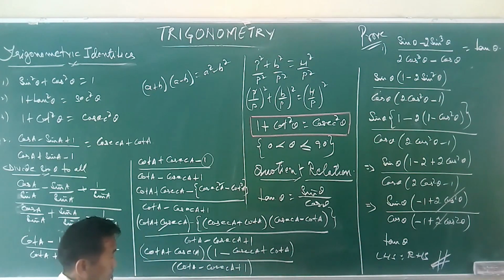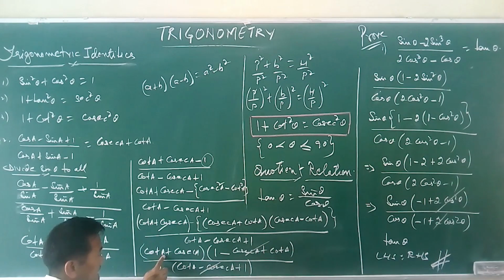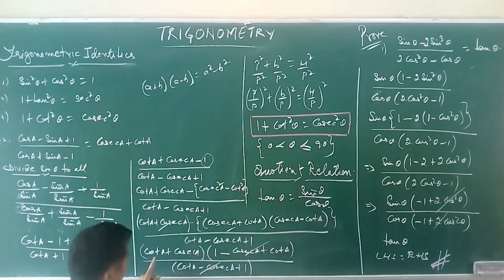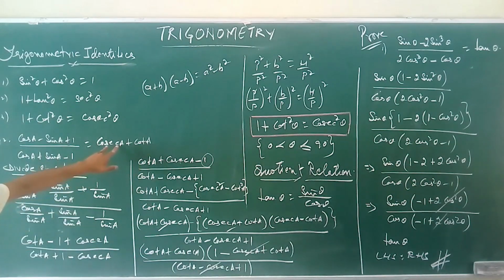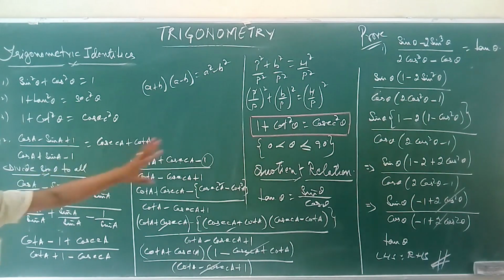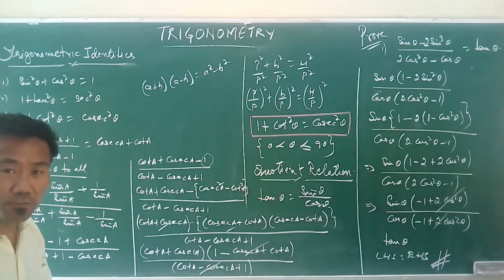So let's see again: 1 plus negative cosec, cot A, exactly the same, so just cancel it. And what is left here? Cot A plus cosec A. Left hand side is equal to right hand side. So these are just two examples taken, and there are so many questions in the textbook also. So try to do those questions.